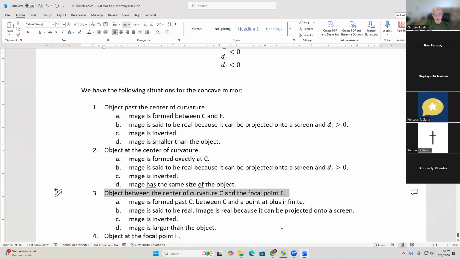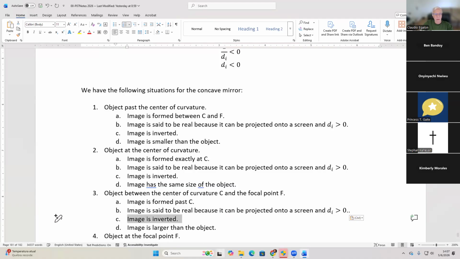Object between the center of curvature C and the focal point. Image is formed past C. Image is still real because it can be projected and the I is greater than 0. Image is still inverted. Image is larger than the object.